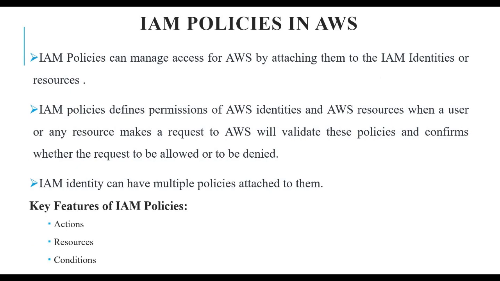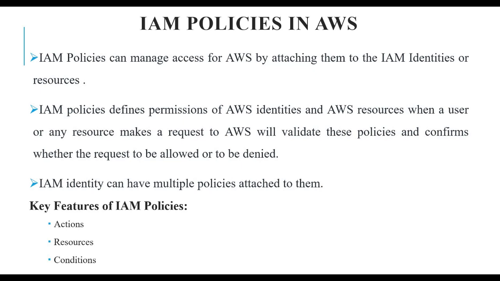The next is IAM policies. IAM policies manage access for AWS by attaching them to IAM identities or resources. IAM policies define the permissions of AWS identities and AWS resources. When a user or any resource makes a request to AWS, AWS validates these policies and confirms whether the request is allowed or denied. So when AWS validates the policies, it confirms whether the request can be allowed and provide the security or not.